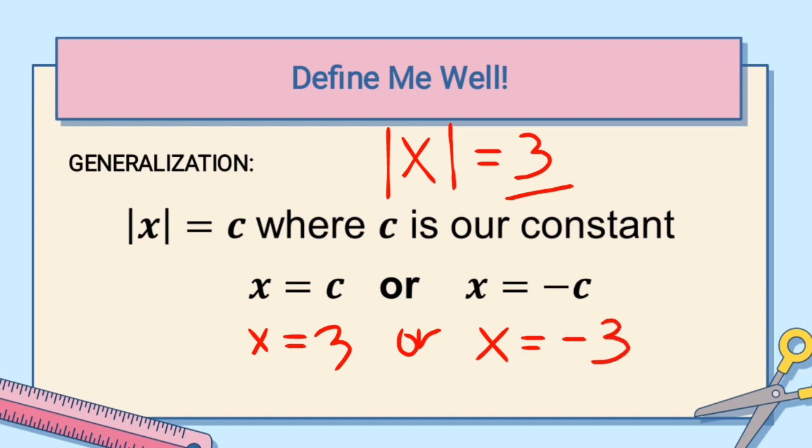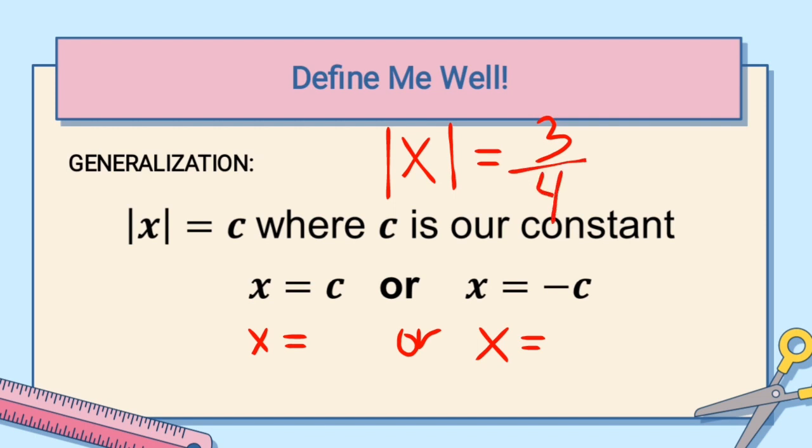x is equal to negative 3. So by simply looking at this one, we can already assume that the values for example 1 is 3 and negative 3, following this generalization. Now, let's have the example 2. It was what? It was 3/4.